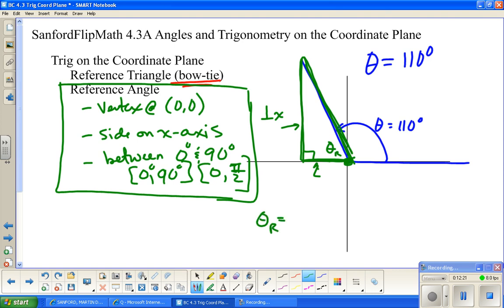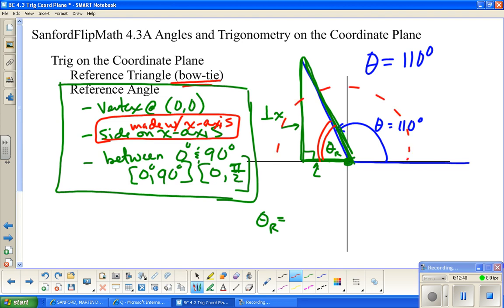So the question now is, what's the reference angle? Well, the reference angle is whatever angle is made with the x-axis. In other words, a side has to be on the x-axis. So here's the reference angle. How many degrees is that? If I were going to go all the way to here, that'd be 180, and I already went 110 of that, so I'm guessing it's 70 degrees. So that reference angle is 70 degrees. What if instead we rotated, okay, new theta.